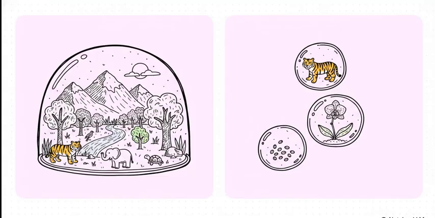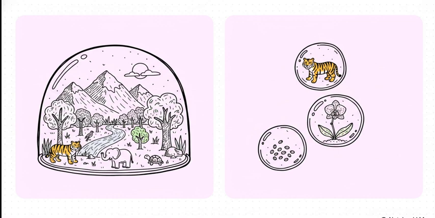So, the strategies to protect life basically fall into two big categories. The first is called in situ conservation. In situ just means on-site. So, this is about protecting a species right where it lives, in its natural home. Think national parks, wildlife sanctuaries. The second is ex situ, which means off-site.